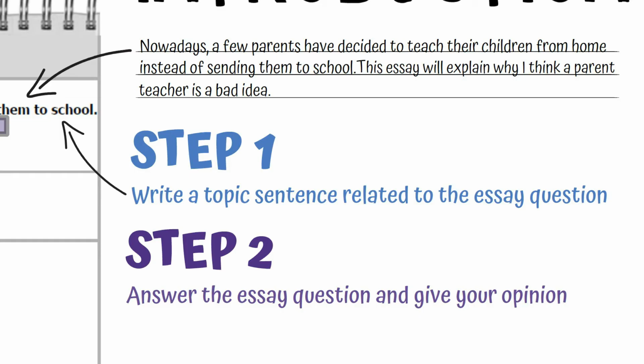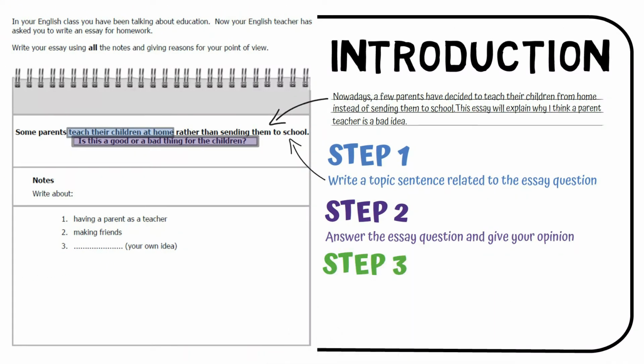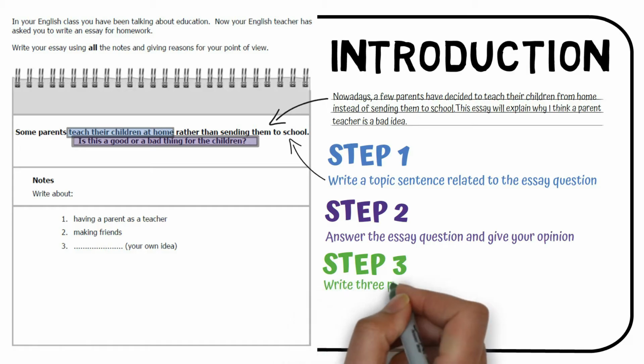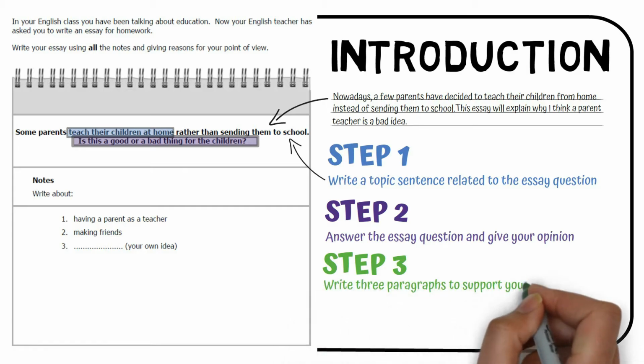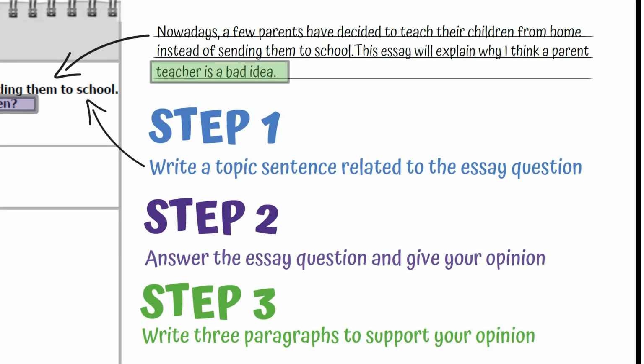Now that we've finished our introduction, let's discover how to structure the rest of our essay. Step 3. You need to write 3 paragraphs to support your opinion. What is your opinion? Let's look at the introduction. In this case, you think that parent-teachers are a bad idea. So we now need to write 3 paragraphs to support your opinion.